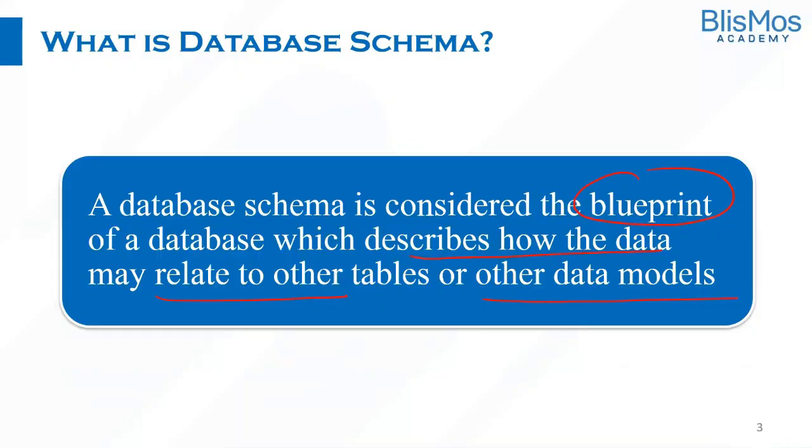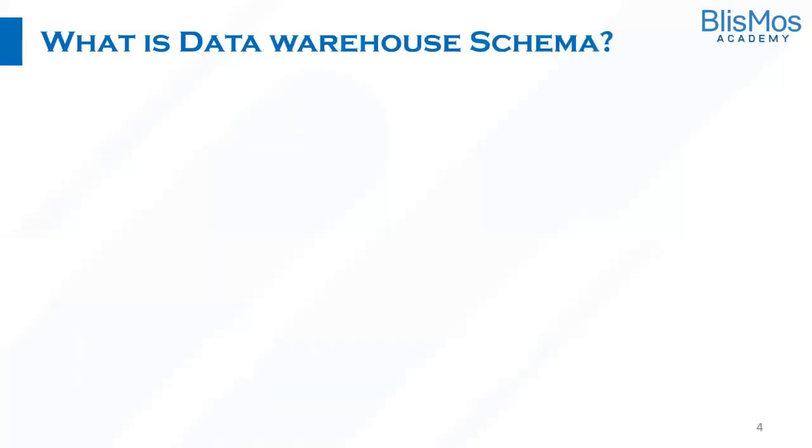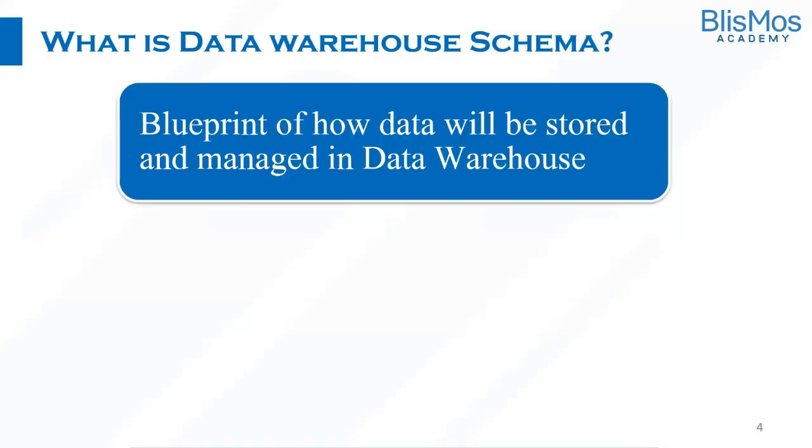Database schema is nothing but a blueprint of a database which describes how the data relate to each other in different tables or in different data models. Then what is schema in data warehouse? It is just an extension of that. Data warehouse schema is a blueprint of how data will be stored and managed in a data warehouse.